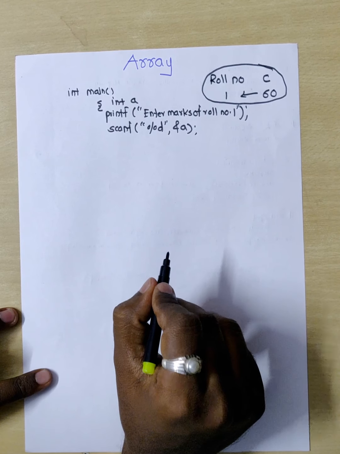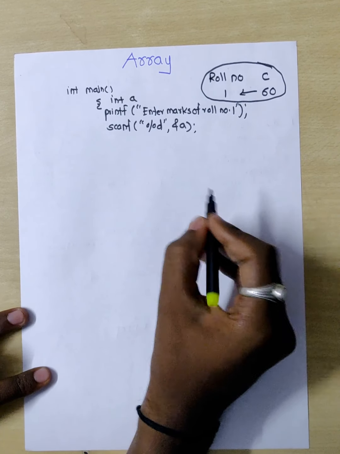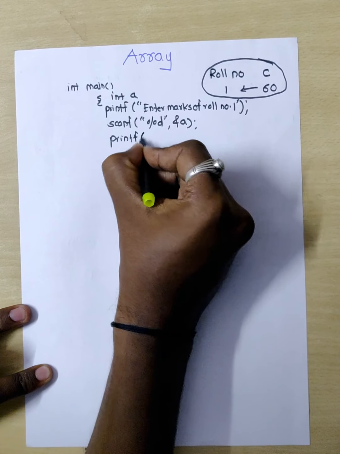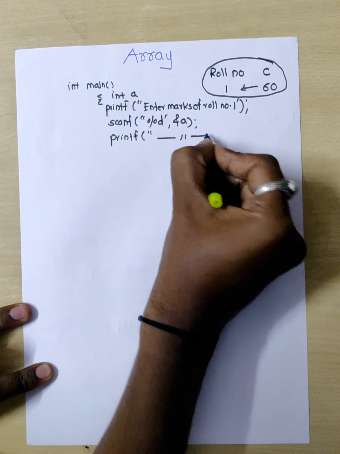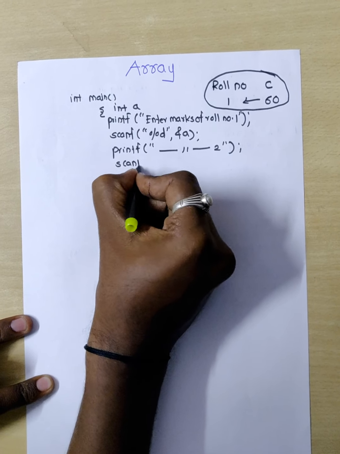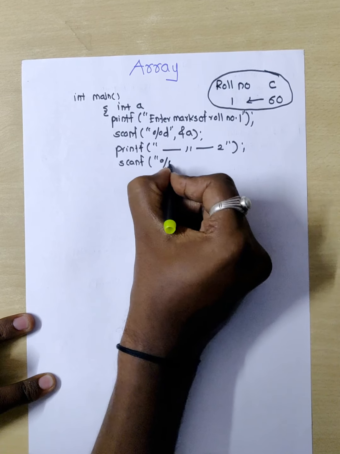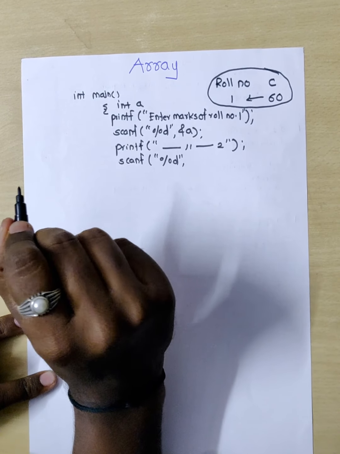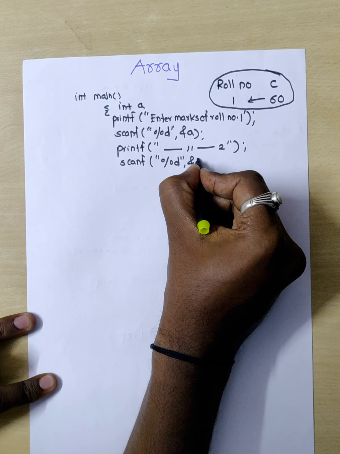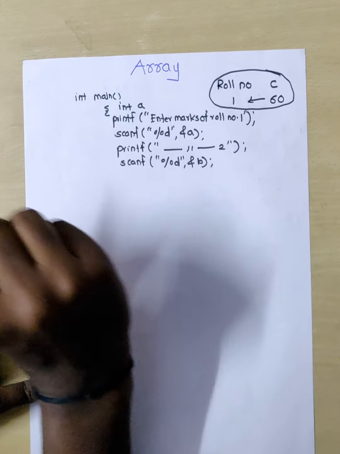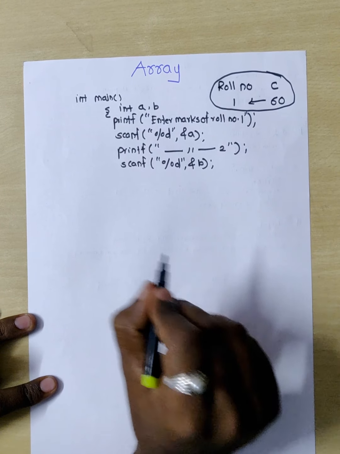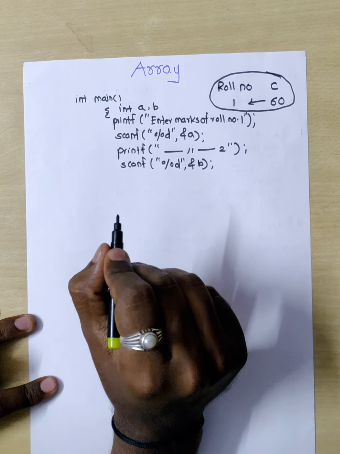Suppose I'm dealing with more roll numbers, suppose roll number 2 and 3, so in that case again I'll have to use the same printf, again the same sentence for roll number 2, and again I'll have to use scanf. But because the marks of roll number 2 will be different than roll number 1, I will have to use another variable, and another scanf for that, and I'll have to declare that variable as well. So this is the code for only 2 roll numbers.